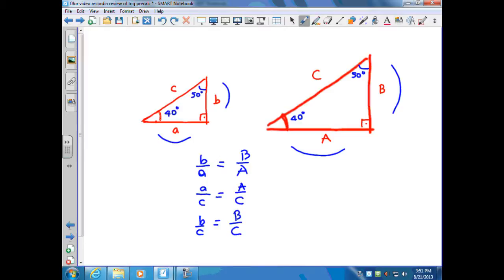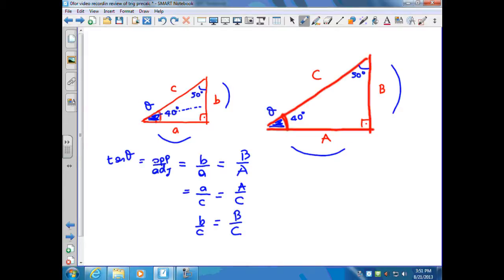And because these ratios come up so often, mathematicians decided to give special names to these. So if you just consider this angle to be our angle theta, and we have the same angle over here, when we have B over A, mathematicians call this opposite over adjacent. So the opposite side of the 40 degrees to the adjacent side of the 40 degrees. That's your opposite over adjacent ratio, and they give it a special name: tangent of that angle.